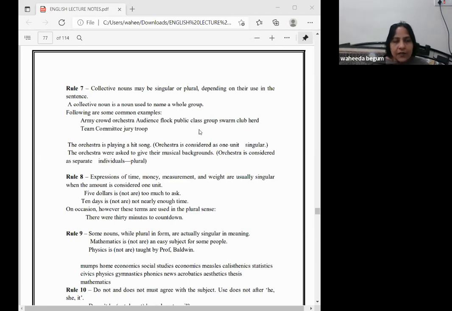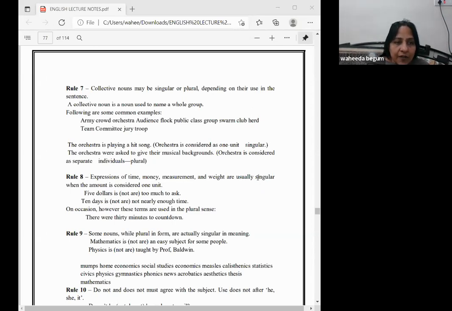So these are all examples I have given, they are all in plural, but when they are used as one, I'll tell you the example where audience is one and somewhere the audience are two, I mean plural. The orchestra is playing a hit song, because it is considered as one unit. As I gave you the example, army is fighting the enemy. You will not say the army are fighting, because they are one unit, they are considered as singular.